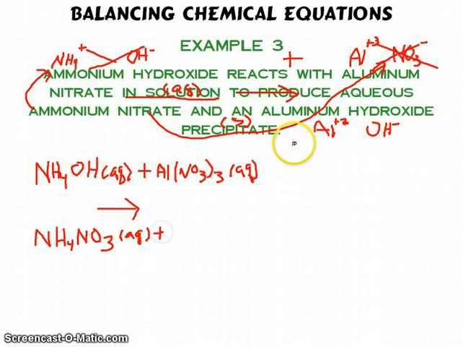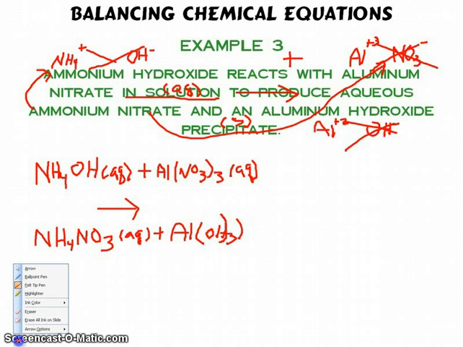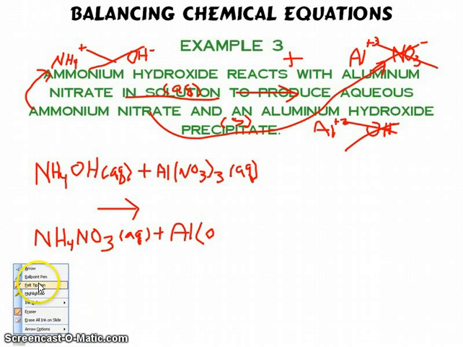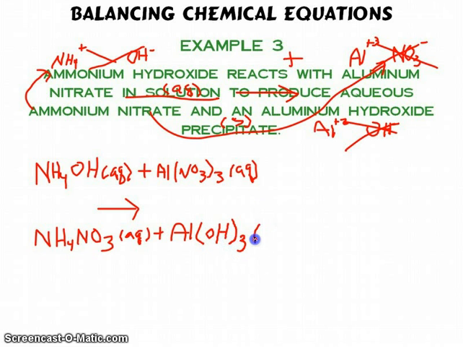And it says we're going to produce aluminum hydroxide precipitate. Swap those charges, get Al OH 3. Oops. Let me correct that. Going to get Al(OH)3 precipitate. Now, as this is a double replacement, two compounds reacting in solution, I have to produce either a solid, liquid, or gas for this reaction to work. I have a solid right here, so this reaction will go.